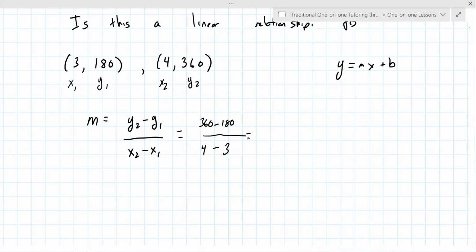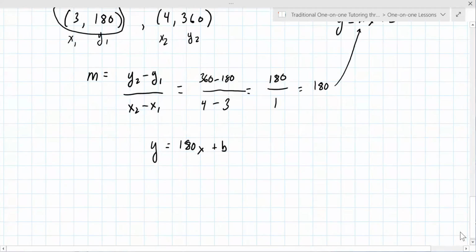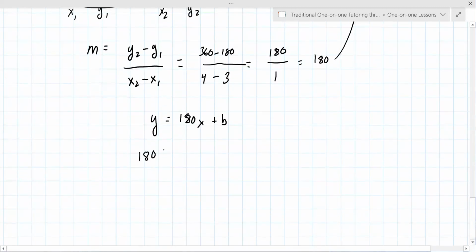It's 180 and 4 minus 3 is 1. Okay, so what is 180 divided by 1? 180 divided by 1 is 180. Very good. So now we use the equation of a line and we write y equals 180x plus b. And we're going to use this first ordered pair. So 180 equals 180 times 3 plus b.